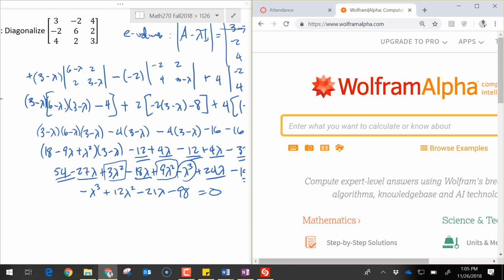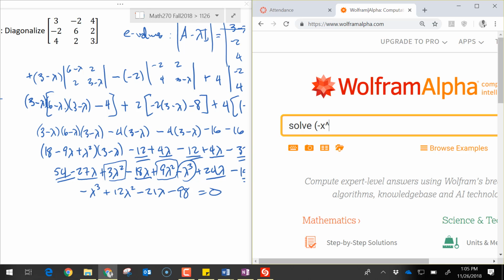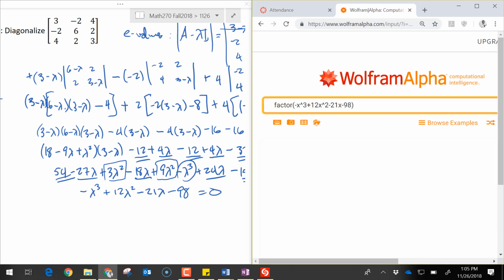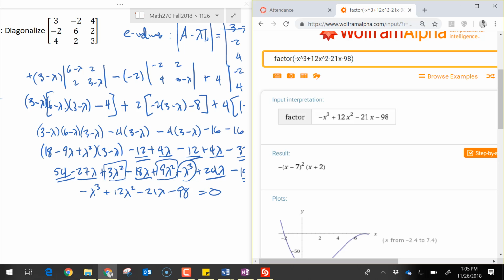So let's see, or solve. Let's just say solve. And let's use x. Oh, we can use factor. Let's factor. Look at that. Four, 9, and 2 is... Oh, we could have figured that out.